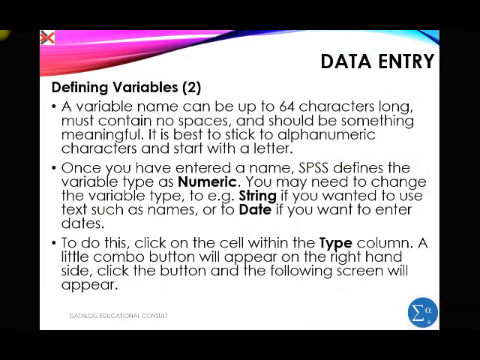Defining variable. A variable name can be up to 64 characters long, must contain no spaces, and should be something meaningful. It is best to stick to alphanumeric characters and start with a letter. Once you have entered a name, SPSS defines the variable type as numeric. That is by default. You may need to change the variable type to e.g. string if you wanted to use text such as names, or to date if you want to enter date. Let's see how that works.